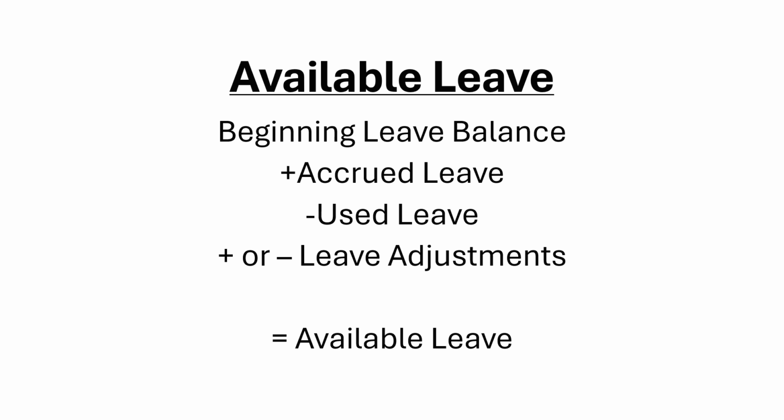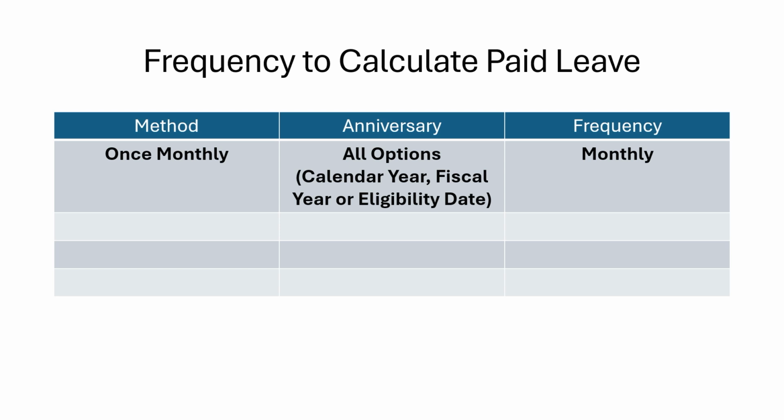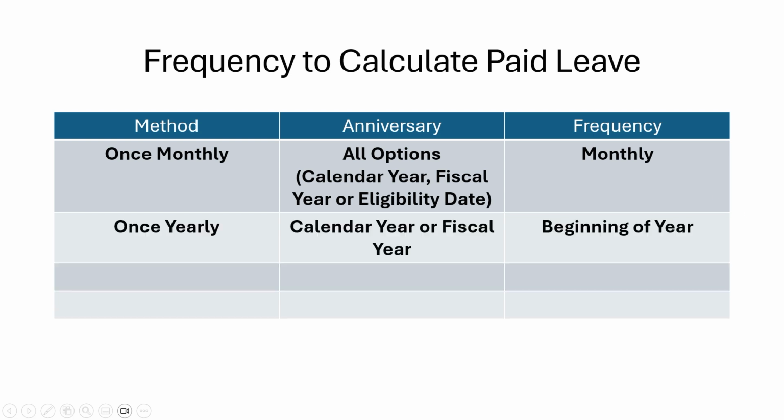How often you calculate paid leave or accrue leave for employees is dependent on how you've set up that leave. For any leave that you have set up with the method of once monthly, and it doesn't matter whether you've chosen calendar year, fiscal year, or eligibility date as the anniversary period, you're going to accrue that leave on a monthly basis. If you have chosen the method of once yearly, and you've chosen either calendar year or fiscal year, you're going to accrue that leave or calculate that paid leave once a year at either the beginning of the fiscal year or the calendar year.